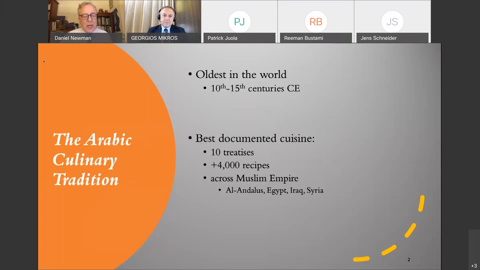A total of 10 cookery manuals are known to have survived, spanning a period of five centuries, from the 10th to the 15th of the Christian era, and represent a geographical area extending from El Andalus, which is how Muslim Spain was known, to Tunisia, Egypt, Baghdad, and Damascus. Another 40 or so are known by their titles only.